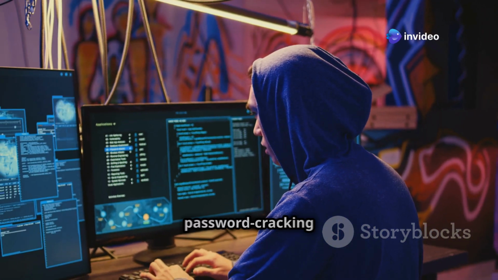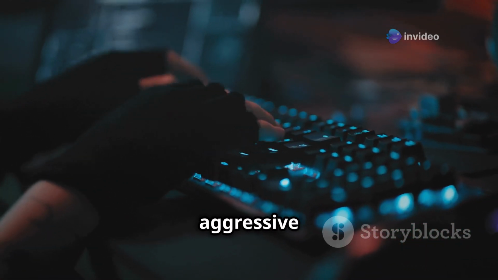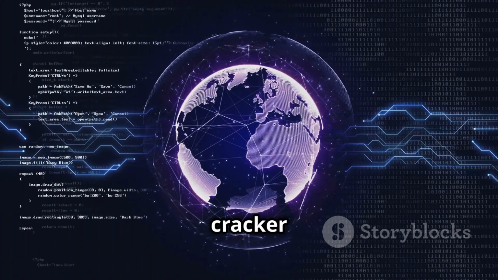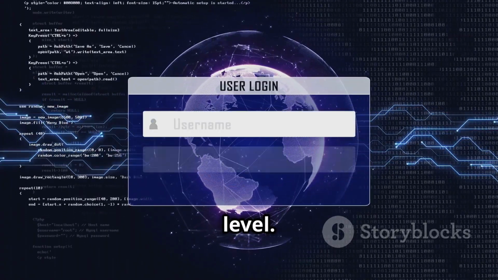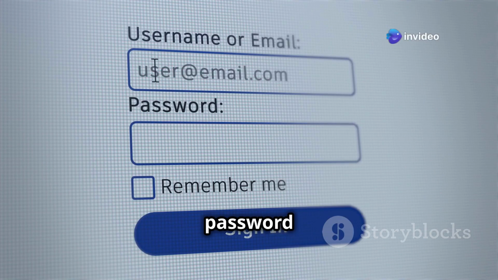Remember John the Ripper, our password cracking friend from earlier? Well, meet Hydra, its faster, more aggressive cousin. Hydra is a login cracker that takes brute forcing to a whole new level. It's designed to target login forms, trying different username and password combinations at lightning speed until it finds a match.